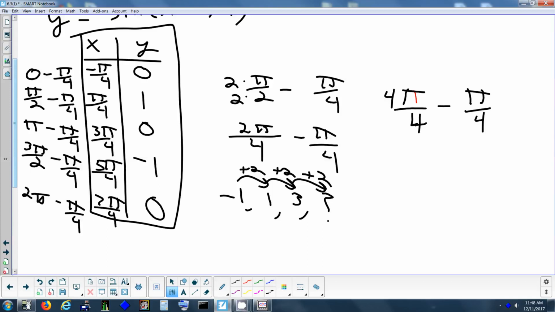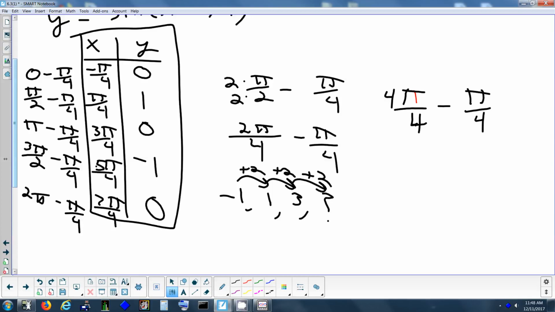Now, if we were graphing beyond one period, what would the next one after 7 pi over 4 be? 9 pi over 4, 11 pi over 4. The pattern would continue. If you don't see the pattern, that's fine. Do the subtraction, find the common denominator. 6 pi over 4, take away 1 pi over 4, 6 take away 1, there's your 5. So you don't have to see the pattern. You can just do the common denominator every time.